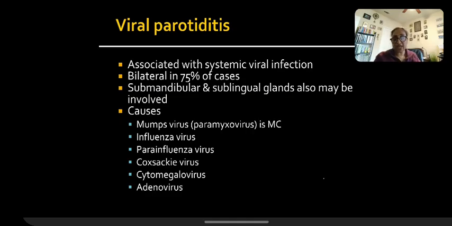So then you can also get viral parotiditis. Usually they are bilateral. And in those kinds of viral cases, you can also see involvement of the sublingual and submandibular glands. The causes are mumps, obviously, and mumps is the most common. You can also see it with other viruses, but mumps is more common.